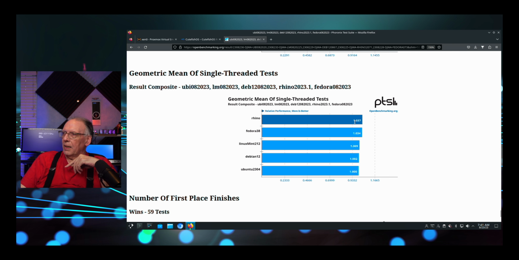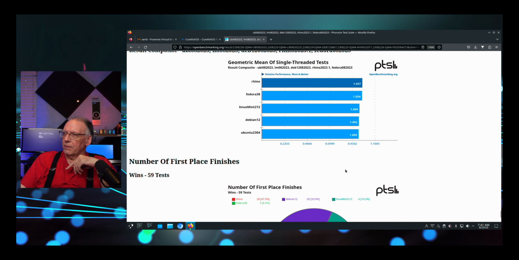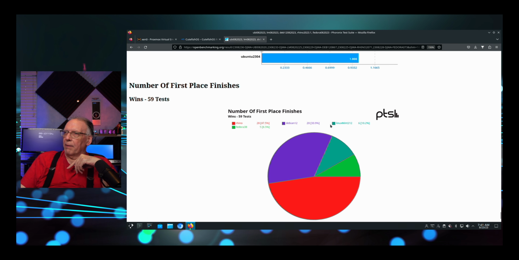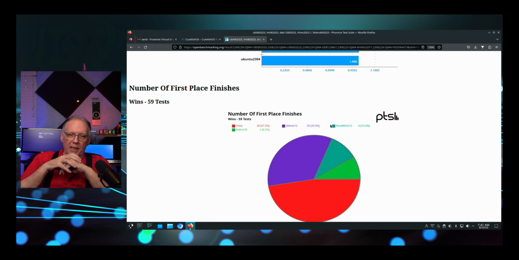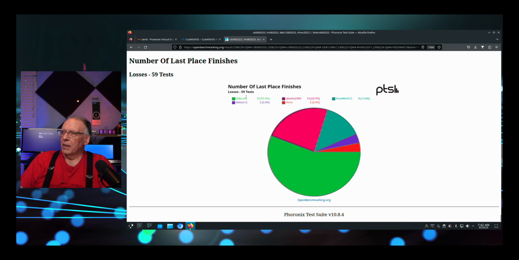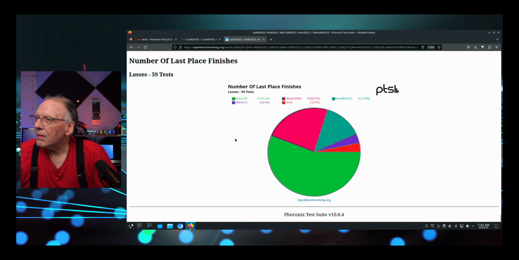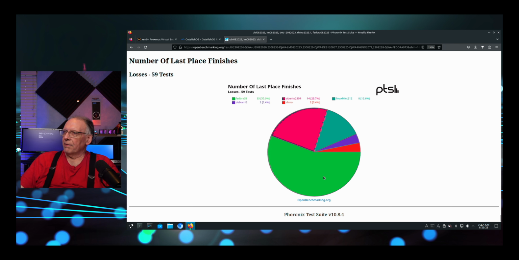Single-threaded tests, 3.7% lead by Rhino over Ubuntu this time. So the first place finishes that we have in this one, there was a total of 59 tests this time. Rhino had top slots in 28 of the 59, followed by Debian with 20. Last place finishes, Fedora had almost 35 looks like. 35 of them. So yeah, quite significant. Over 55% of the tests, they were last.